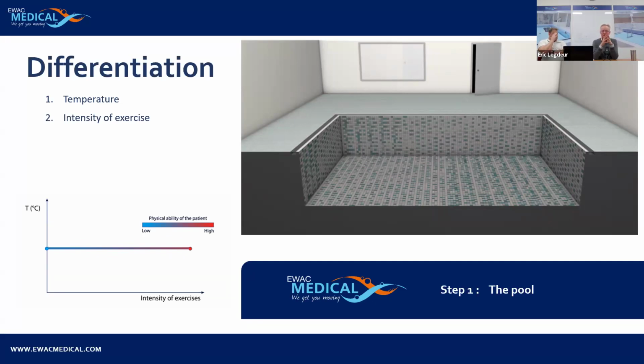So as a therapist, you can ask the technician to heighten or lower the temperature of the water. And as a therapist, you can tell the patient to go harder on the exercises or to go slower, right? That's basically what you can do with a normal pool. So these are the degrees of freedom that a therapist has in a normal pool.